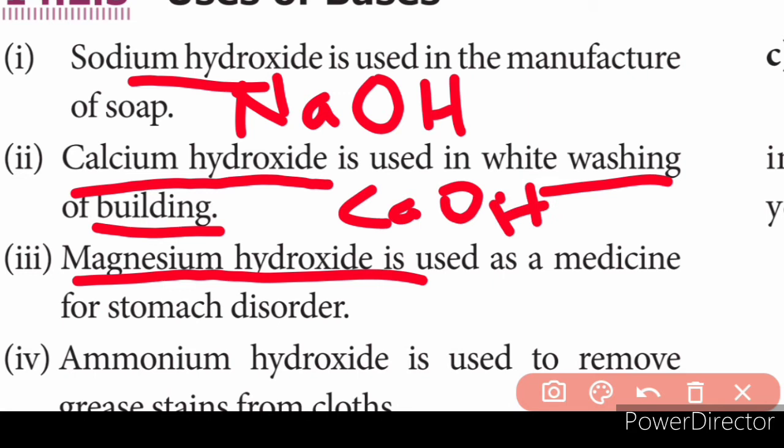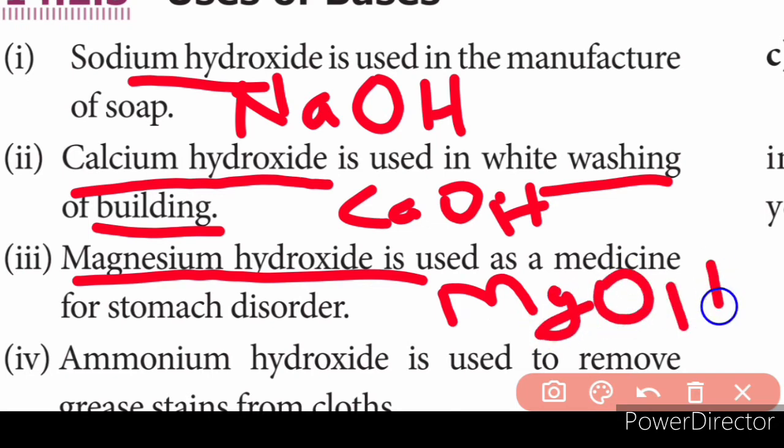Then magnesium hydroxide is used as a medicine for stomach disorders. The tonics that the doctor gives whenever we have a stomach upset, the syrup we take, will always have this magnesium hydroxide. The formula is capital M small g, OH, Mg(OH)2, magnesium hydroxide.